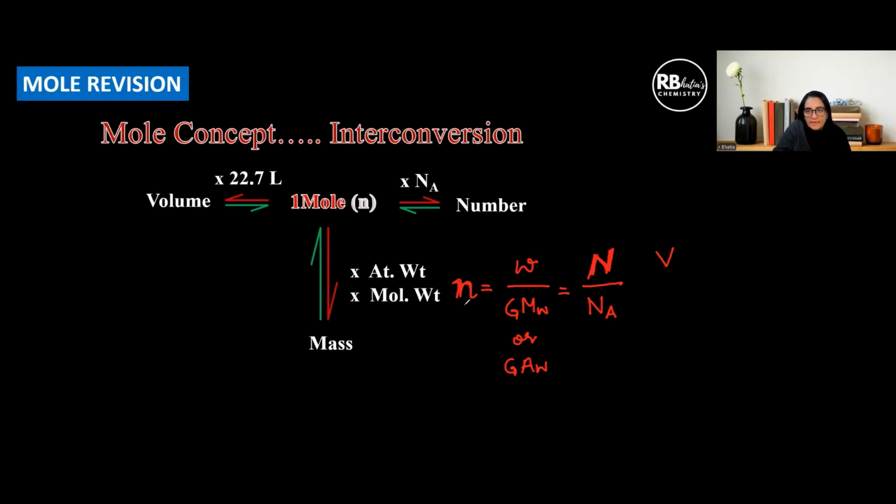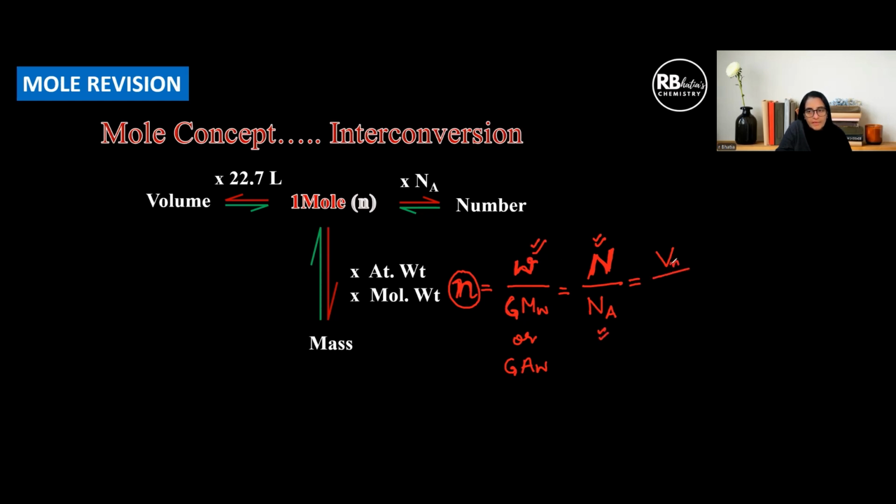So n, whenever you have to calculate number of moles, what you do is you divide whatever quantity is given by the molar quantity in the same unit. Like, for example, if mass in gram is given and you want to convert it to moles, you'll divide it by gram molecular mass. If number of molecules are given, you divide it with Avogadro number.